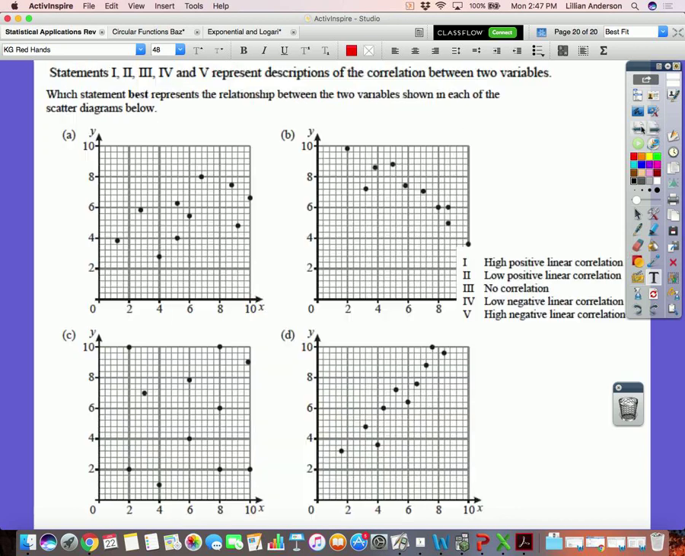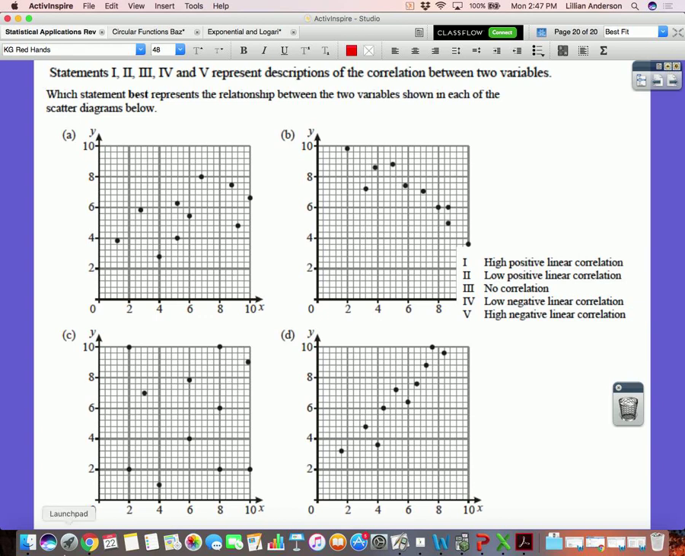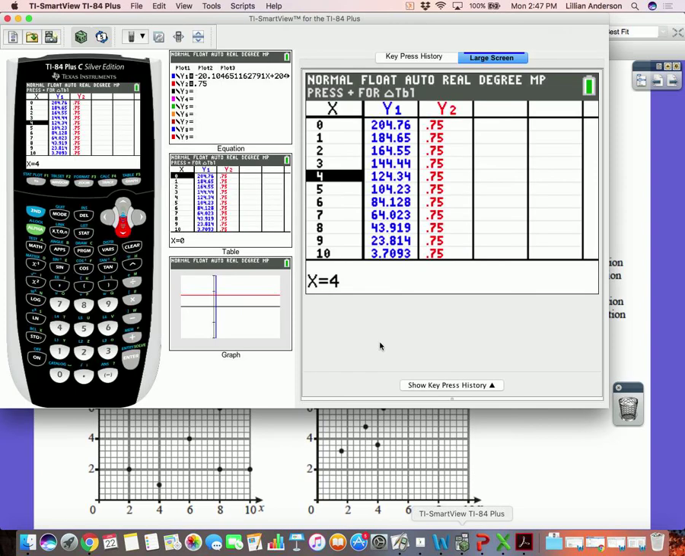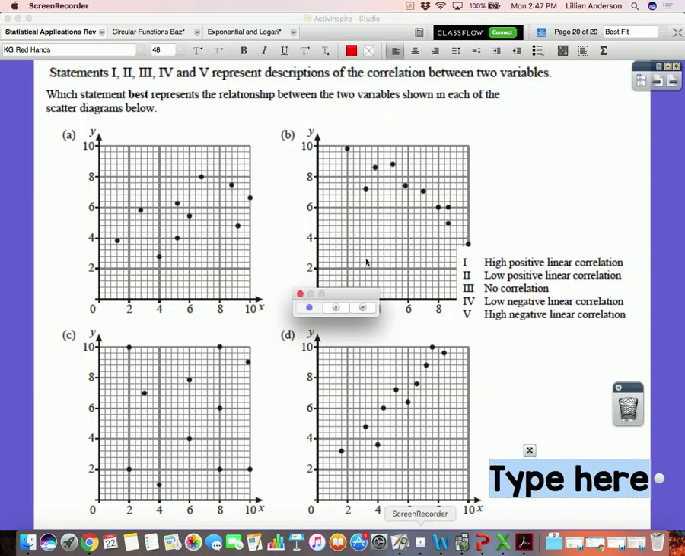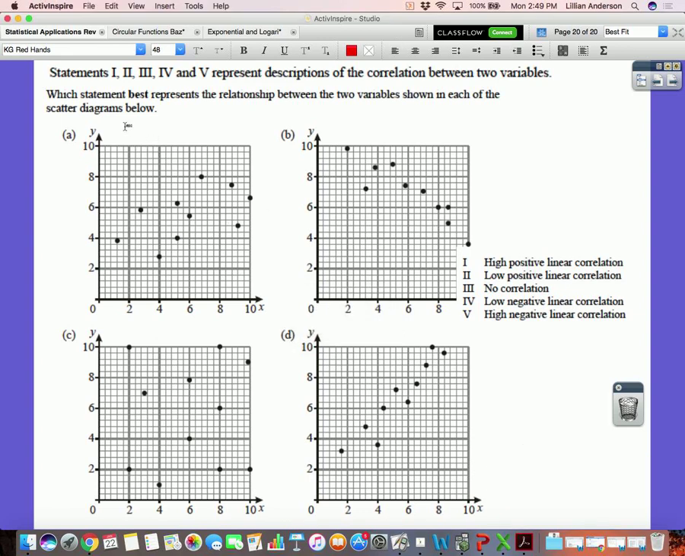Actually, just write it down on your sheet of paper. Do this one real quick. Statements 1, 2, 3, 4, and 5 represent descriptions of the correlation between 2 variables. Which statement best represents the relationship between the 2 variables shown in each of the scatter diagrams? What about A? Which one is it?